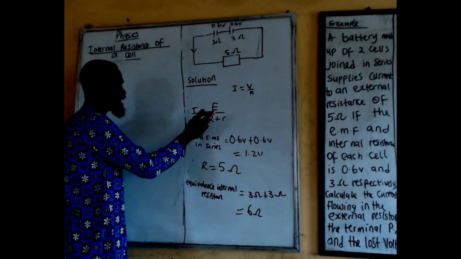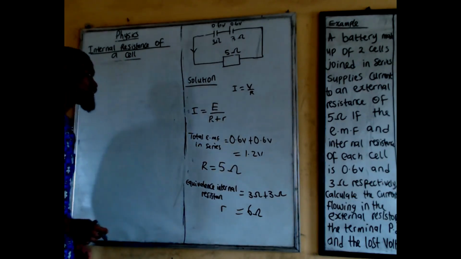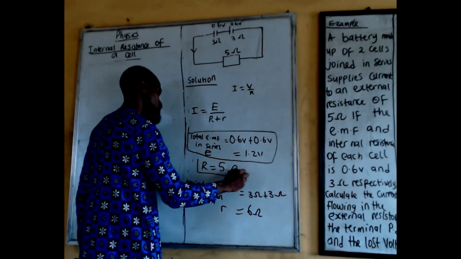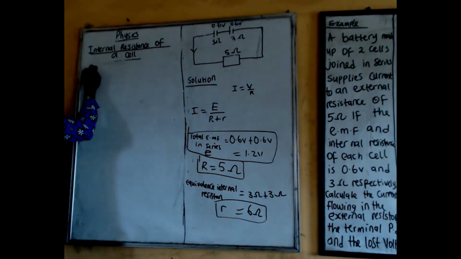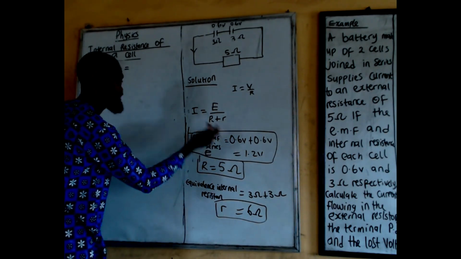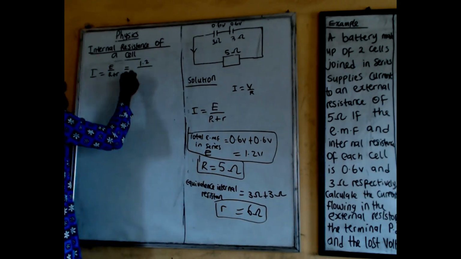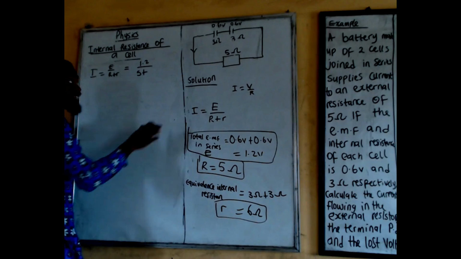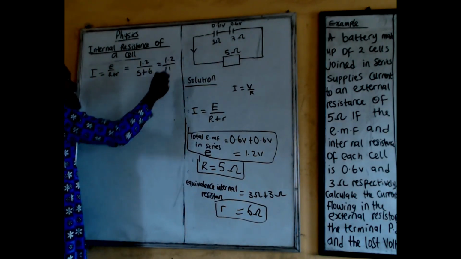With that, we can go back to this formula. This is E, big letter E, this small letter r is the internal resistance, and R is the external resistance. So now I equals E over R plus r. Our E is 1.2 volts. The external resistance R is 5, while the equivalent internal resistance we got from the two cells is 6. This will now be 1.2 over 11.